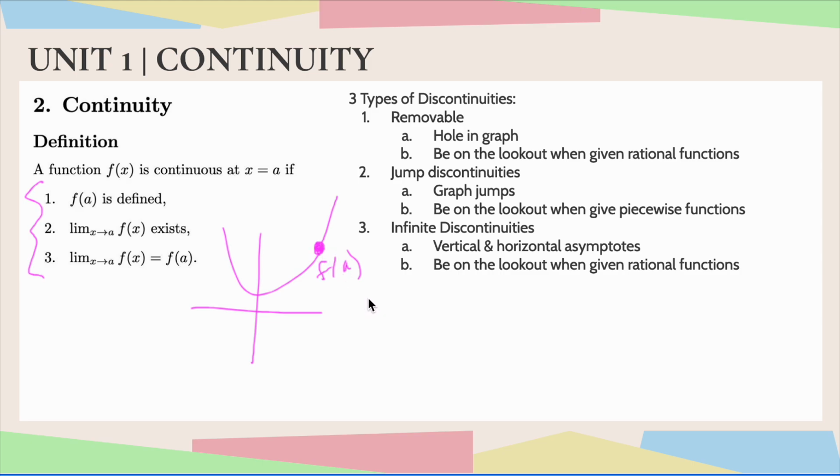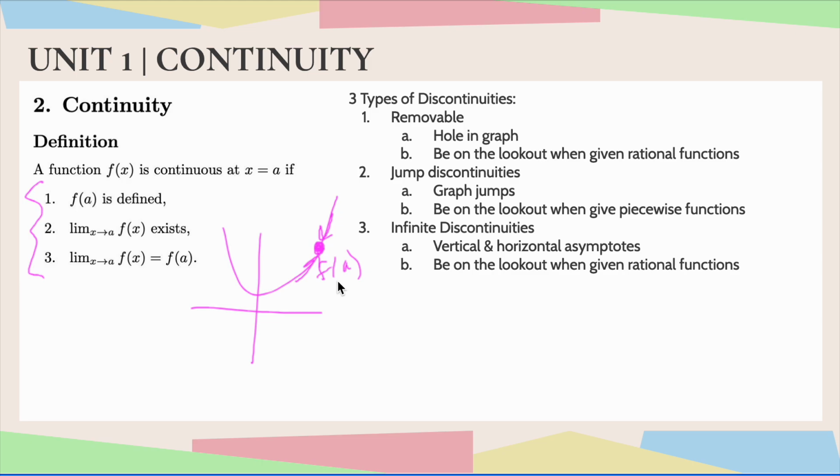Second, the overall limit must exist. In order for the overall limit to exist, the limit from the right must equal the limit from the left. Lastly, all three of those things must equal each other. So limit from the right must equal limit from the left must equal the output value. So those are the three requirements for continuity.